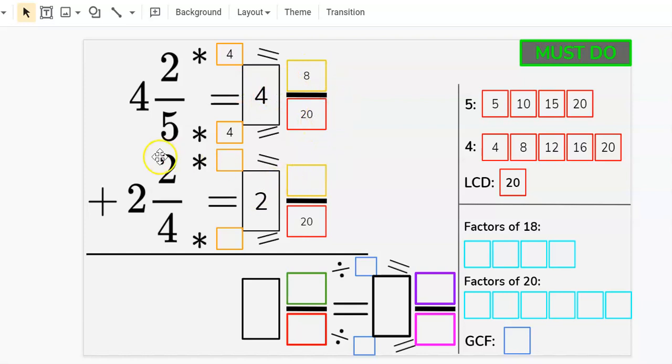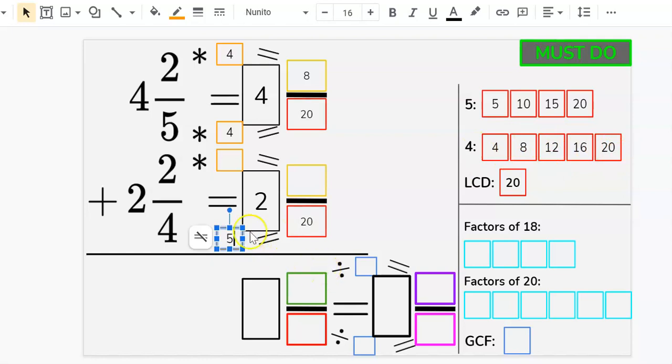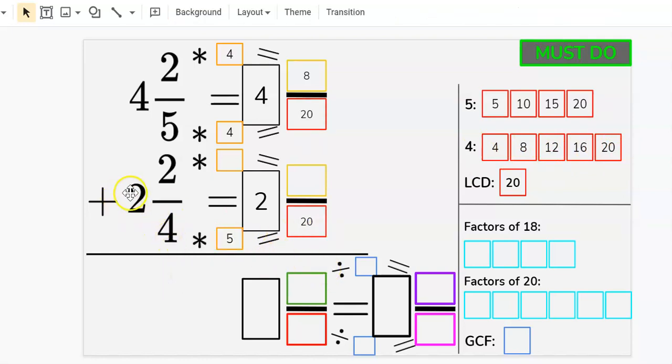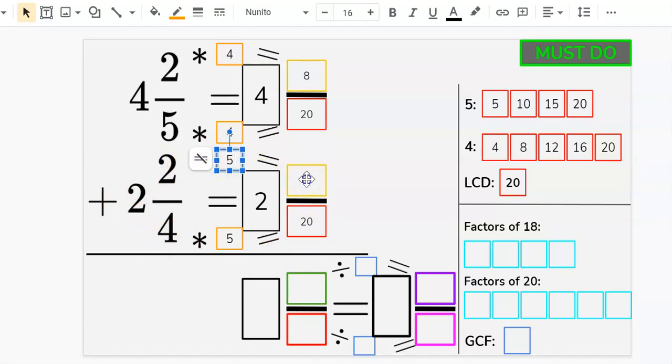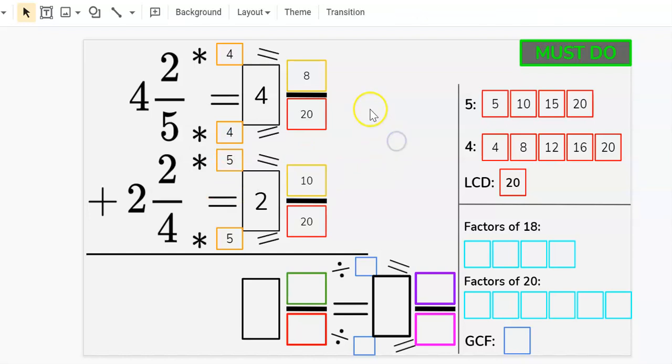Now I'm going to do the same thing with this fraction. I say, how many times did I count by 4 to get to 20? 1, 2, 3, 4, 5. 4 times 5 is 20. Whatever I do to the denominator, I have to do to the numerator. 2 times 5 is 10. So 2 and 2/4 is the same as 2 and 10/20.